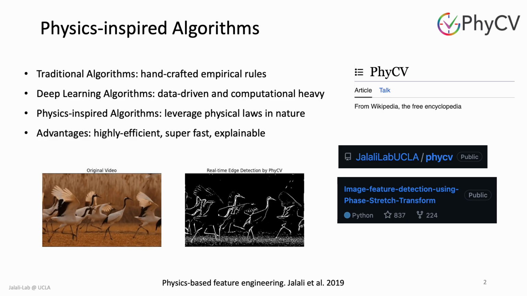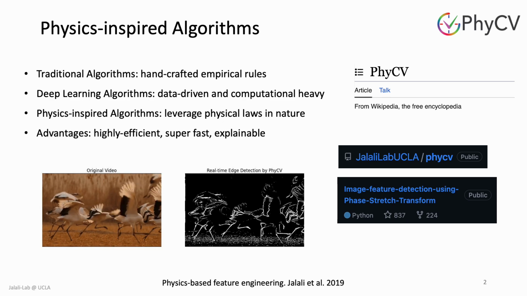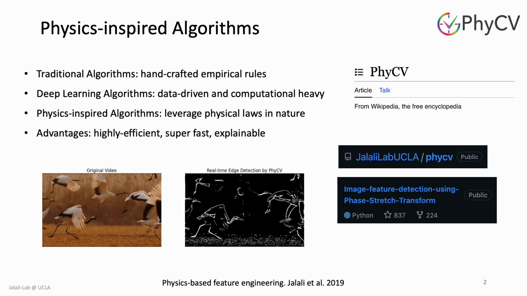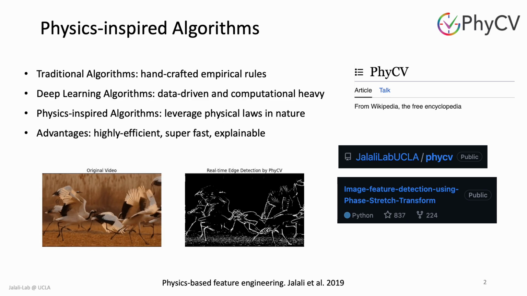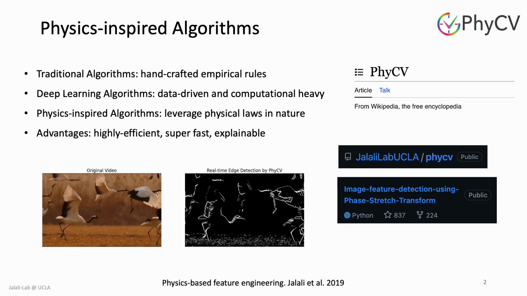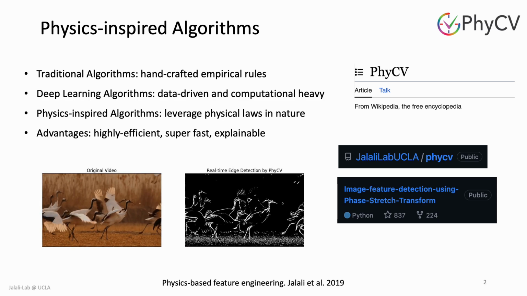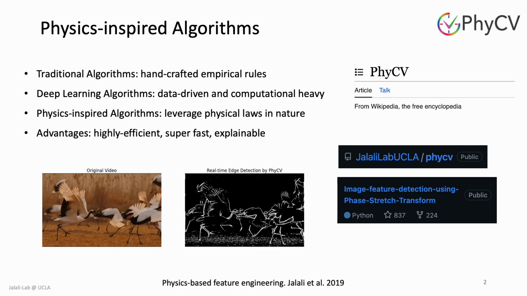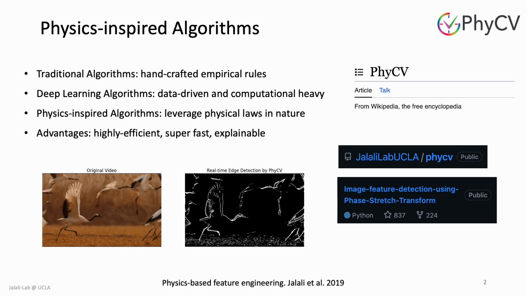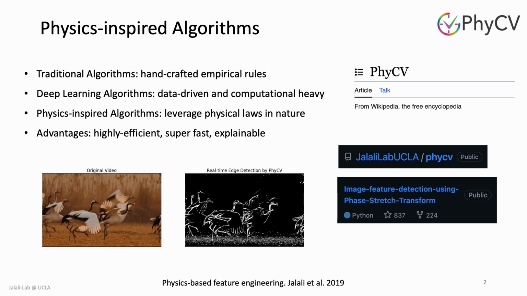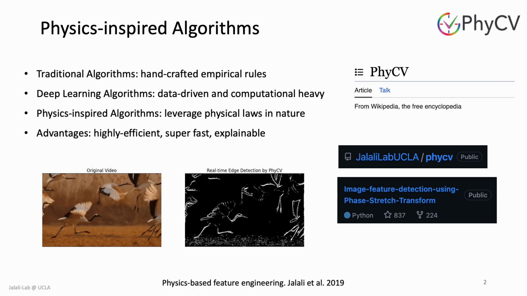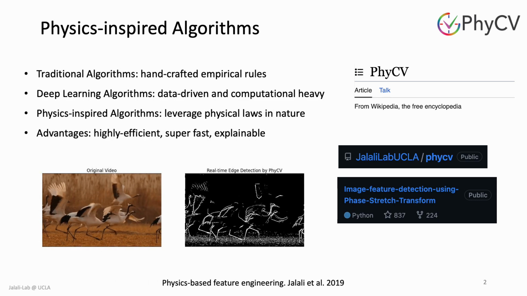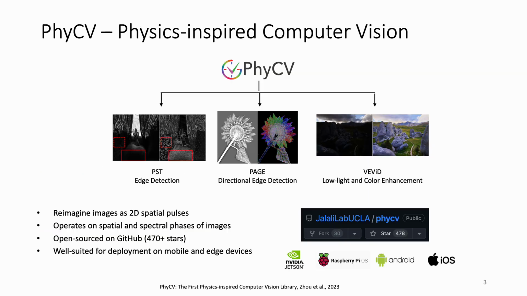Traditional handcrafted algorithms rely on empirical rules, but often struggle with complex or dynamic scenes. Meanwhile, modern deep learning algorithms are data-driven and require extensive labeled datasets, making them computationally intensive and unsuitable for resource-limited platforms. Physics-inspired algorithms offer a compelling alternative by combining accuracy with reduced computational and energy costs. This supports Vivid 2 in PhyCV, making it an ideal solution for edge devices where efficiency is critical.